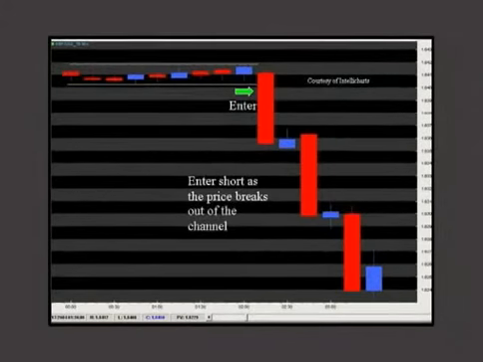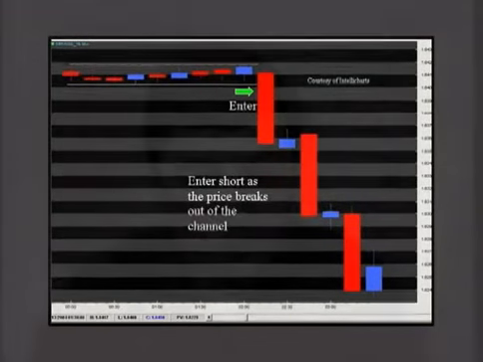We have the narrow channel. We break out to the downside. Our stop's going to go just above that lower channel line. If it doesn't entail too much risk, we'll even put it above the upper channel line. And of course, as it goes down, we're going to trail that stop down in our favor. And that's your channel breakout in a nutshell.